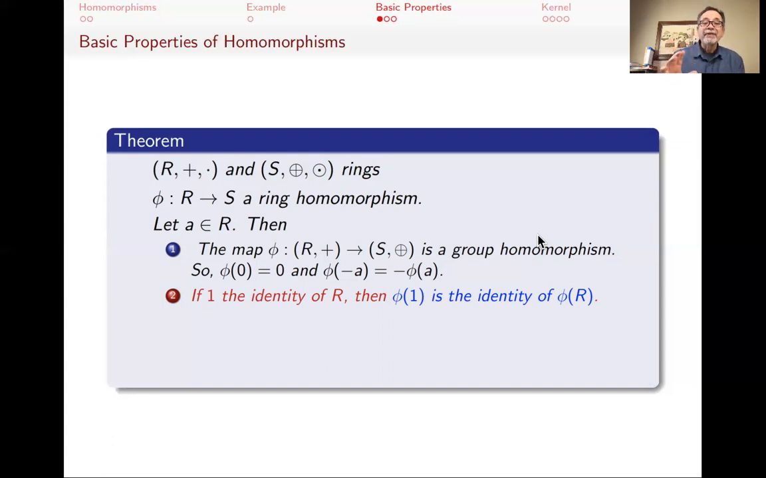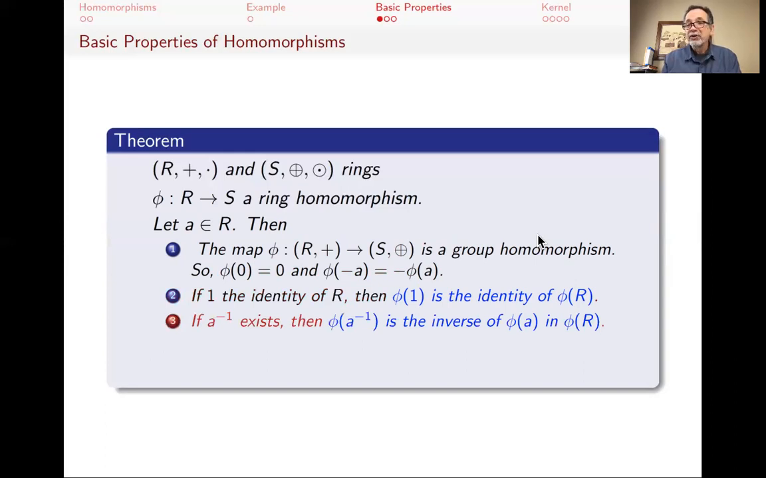Now, if S happens to be an integral domain, then phi of one will be the identity of S as well, because as we saw in a previous lecture, in integral domains, if you have a subring with an identity, then that identity will be the identity of the whole ring. But in general, that will not be true.